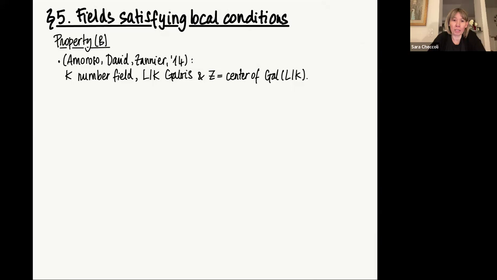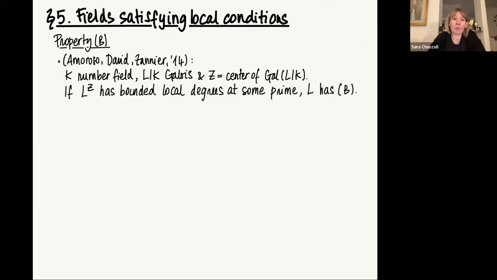If you take a number field and you take a Galois extension of it, and you call Z the center of the Galois group, now if you look at the subfield of L which is fixed by the center, if this field has bounded local degrees, then L has the Bogomolov property. Why does it clearly imply Bombieri and Zannier's theorem? Because if L itself has bounded local degrees, its subfield fixed by the center will also have.